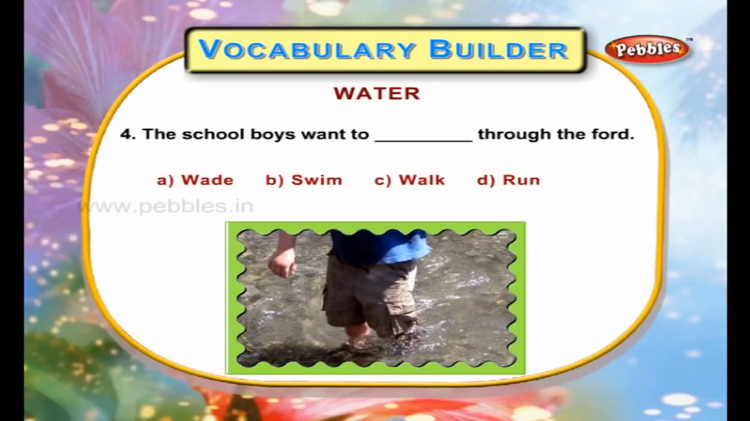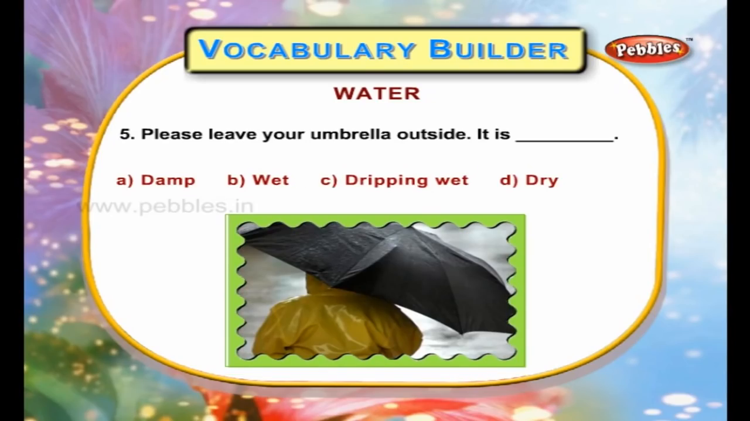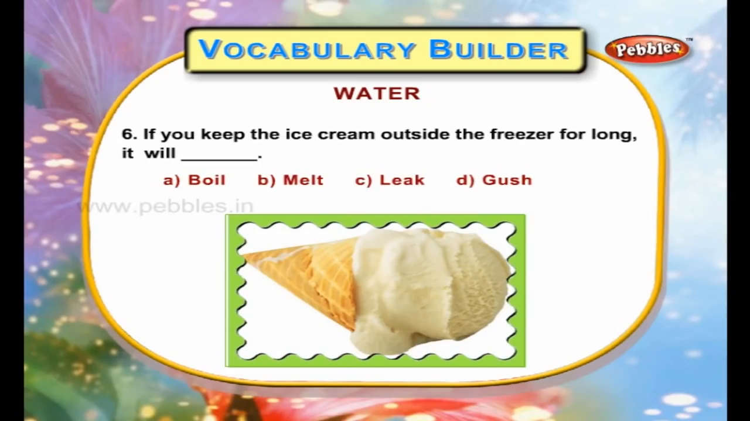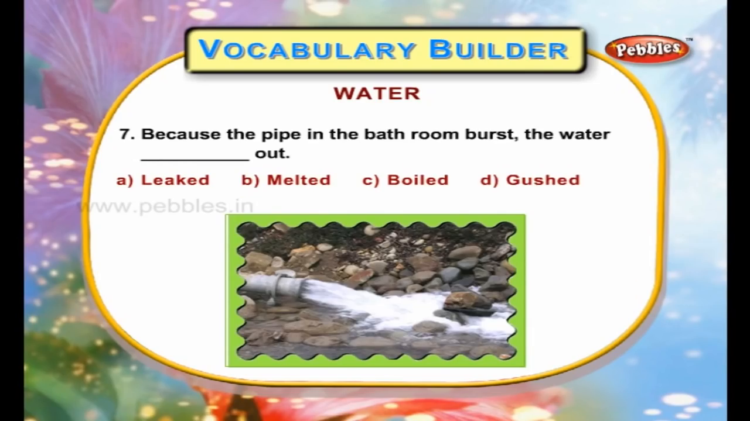The school boys want to wade through the ford. Please leave your umbrella outside. It is dripping wet. If you keep the ice cream outside the freezer for long, it will melt. Because the pipe in the bathroom burst, the water gushed out.